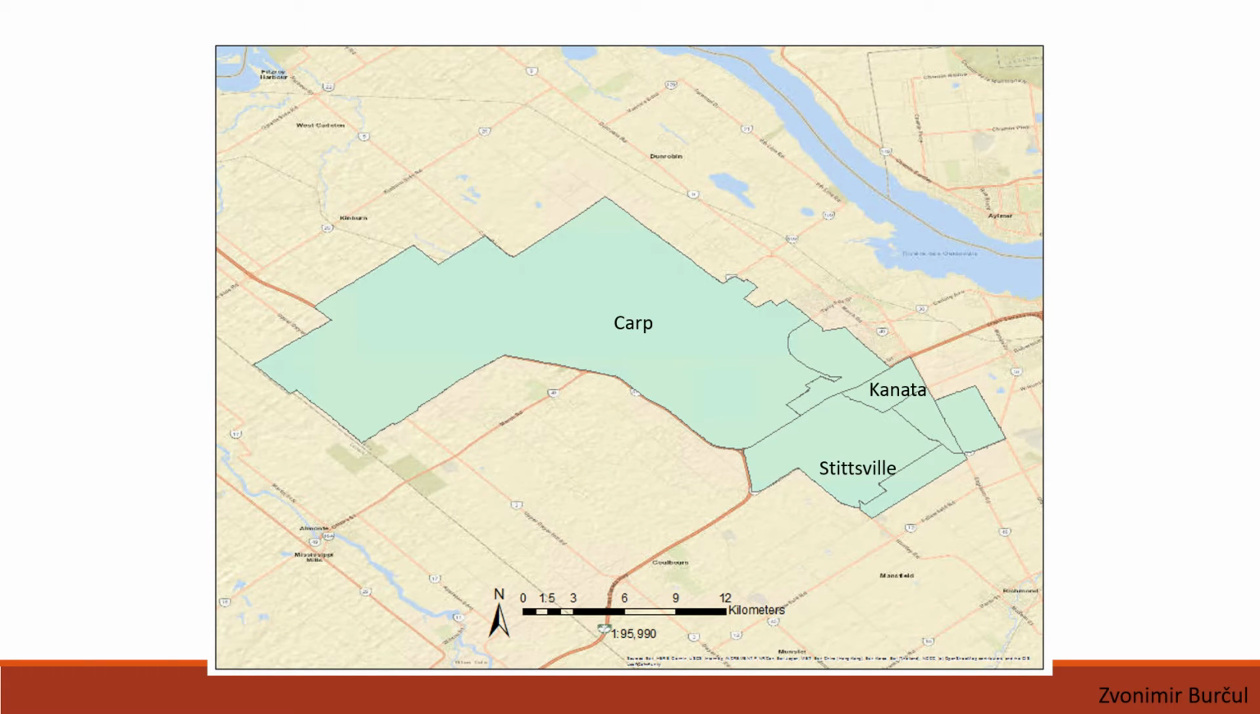Carp, Canada, and Stittsville are areas in Ottawa that are growing rapidly and offer suitable habitat for deer tick populations, as shown by the ecological niche model described earlier.